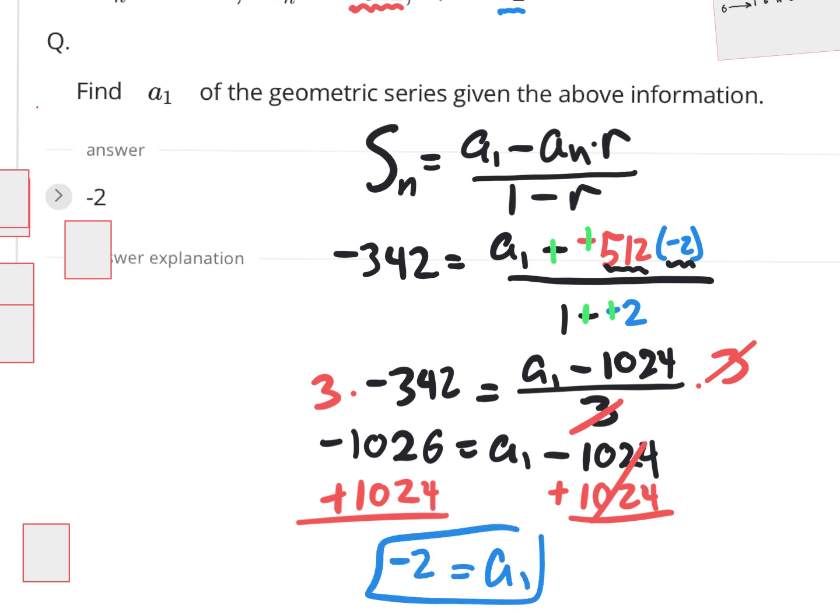So they're asking for the answer. The answer is negative 2. You type in negative 2, hit equal, you are done. You found the first term of this series.